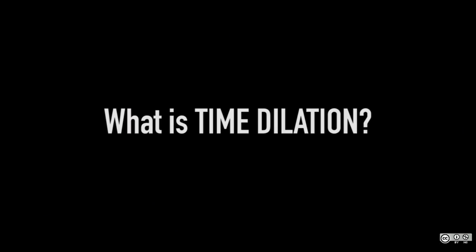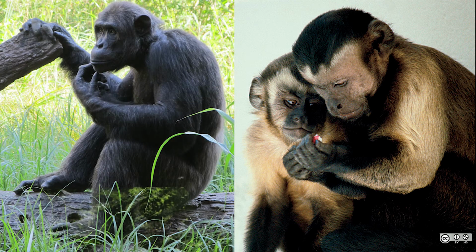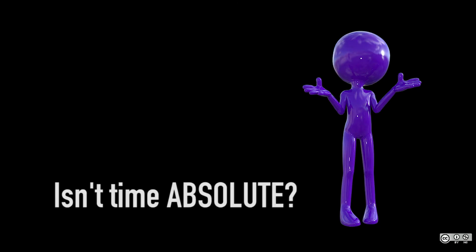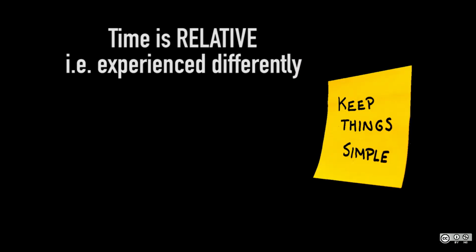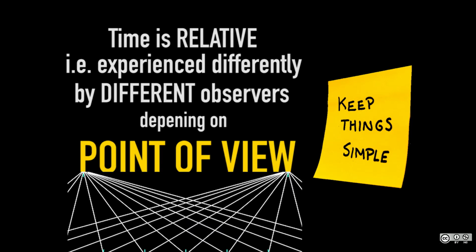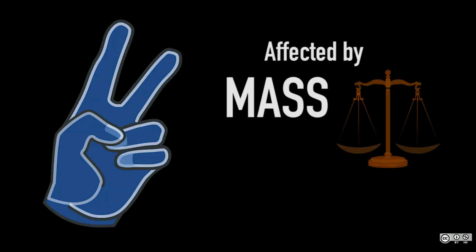For starters, this concept may seem a bit ambiguous and somewhat non-intuitive, and you're probably asking yourself, time dilates? Isn't it supposed to be absolute? The answer is no. Simply put, time is relative, which means that it's experienced differently by different observers depending on their point of view. It's affected by two factors, mass and velocity.